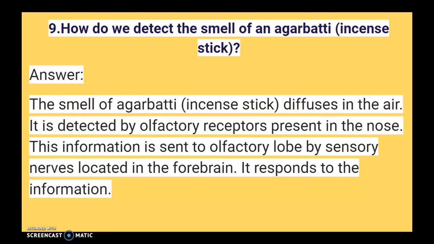How do we detect the smell of an agarbatti or incense stick? Answer: the smell of the agarbatti or incense stick diffuses in the air. It is detected by olfactory receptors present in the nose. This information is sent to the olfactory lobe, located in the forebrain, by sensory nerves. It responds to the information.